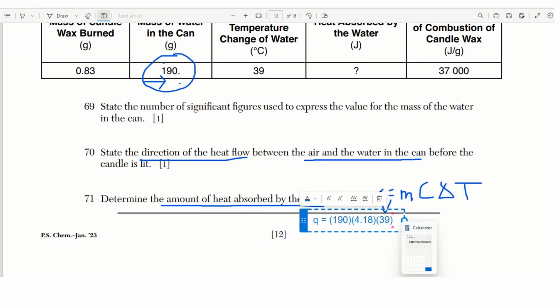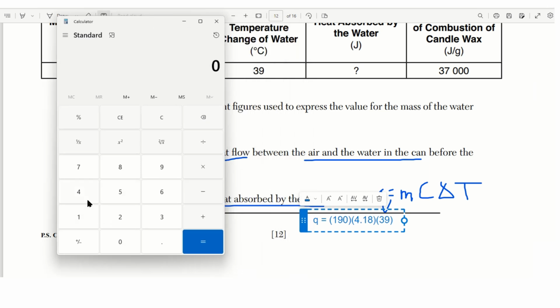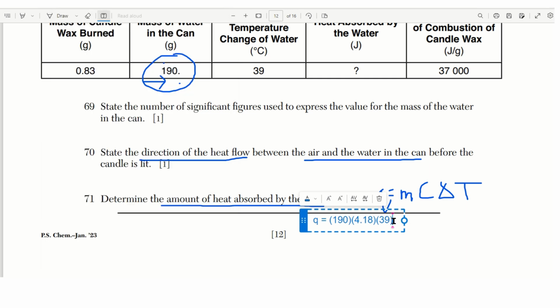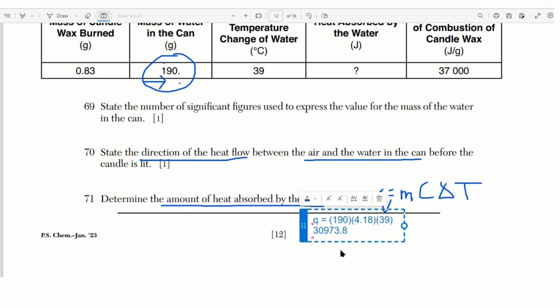So now I just need to pull up the calculator, and I need to do 190 times 4.18 times 39 equals. So my answer is 30,973.8. Okay, let's just make sure I wrote it down correctly, right? So that is Q. And that's joules, right? Now I can write it just like that.